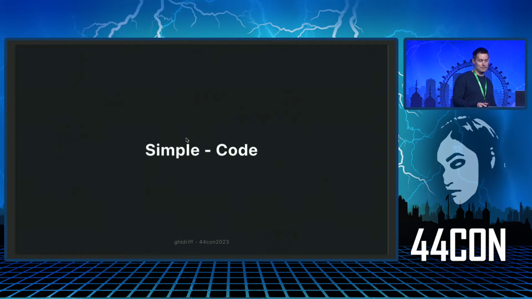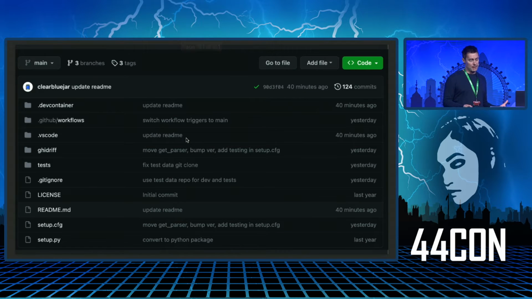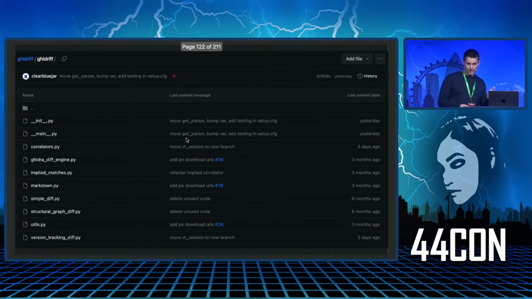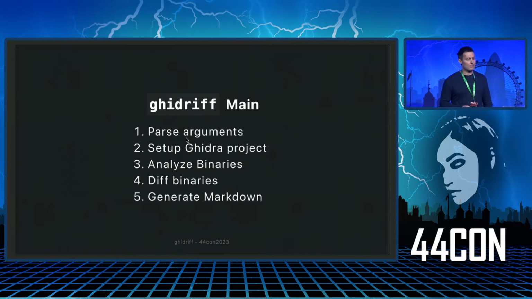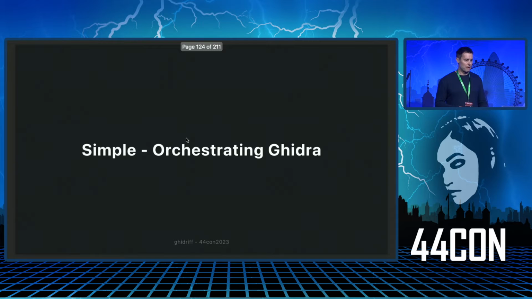But one of the design goals is being simple, and for the code, I went with Python. It's pretty straightforward. It's a simple Python package I have here. I have a test folder for PyTest. There's only about 6 or 7 files with any code in there in the first place, and you'll be able to see that when you review the code. Its main function is straightforward. It's saying we're going to parse our arguments, set up a Ghidra project, analyze the binaries, diff the binaries, and output the markdown. I don't know if that's 50 lines of code in the main, but it's pretty straightforward.